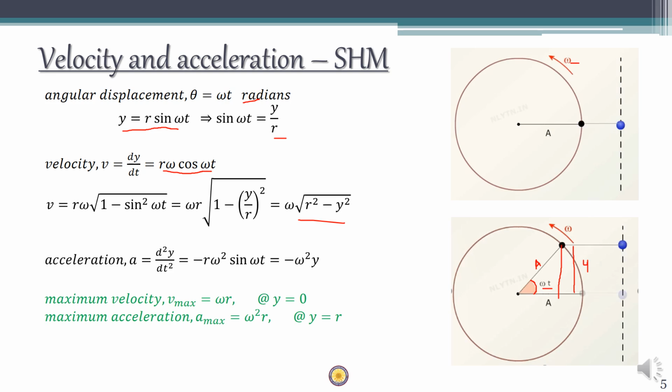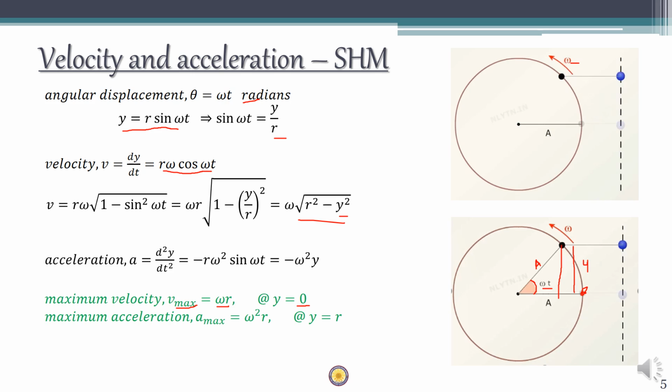So you can see that the velocity is maximum when y is equal to 0 and its value will be omega into r. So the maximum velocity Vmax is equal to omega into r and it occurs at y equal to 0. So y equal to 0 is nothing but the mean position, which means that the body is at the starting point or at the mean position about which the body vibrates. So maximum velocity is always about the mean position.